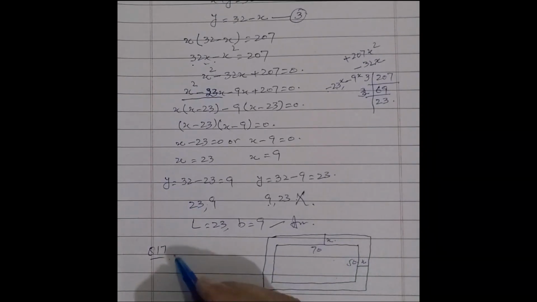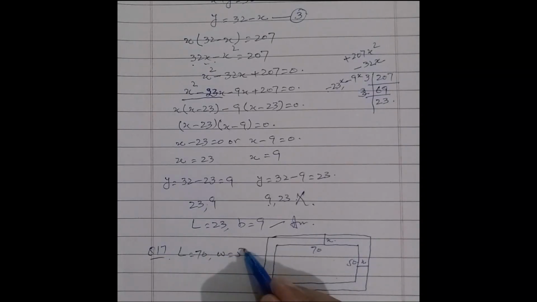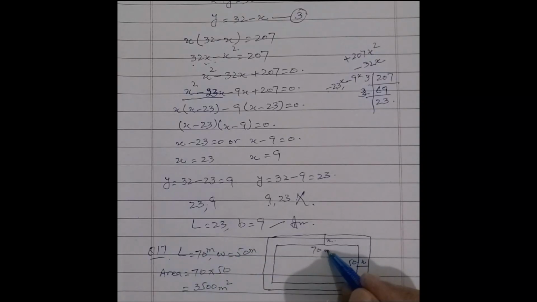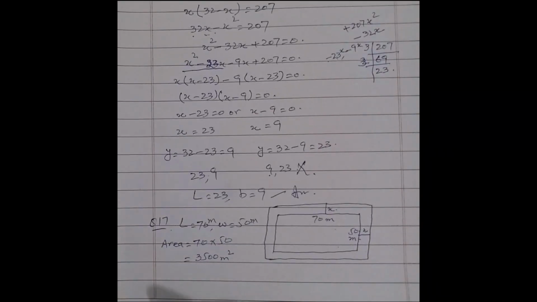So let's start. Length of the field is 70, width is 50. So first we find their area. The area is 70 multiplied by 50, which is 3500 meters square. The area of field is 3500 meters square.